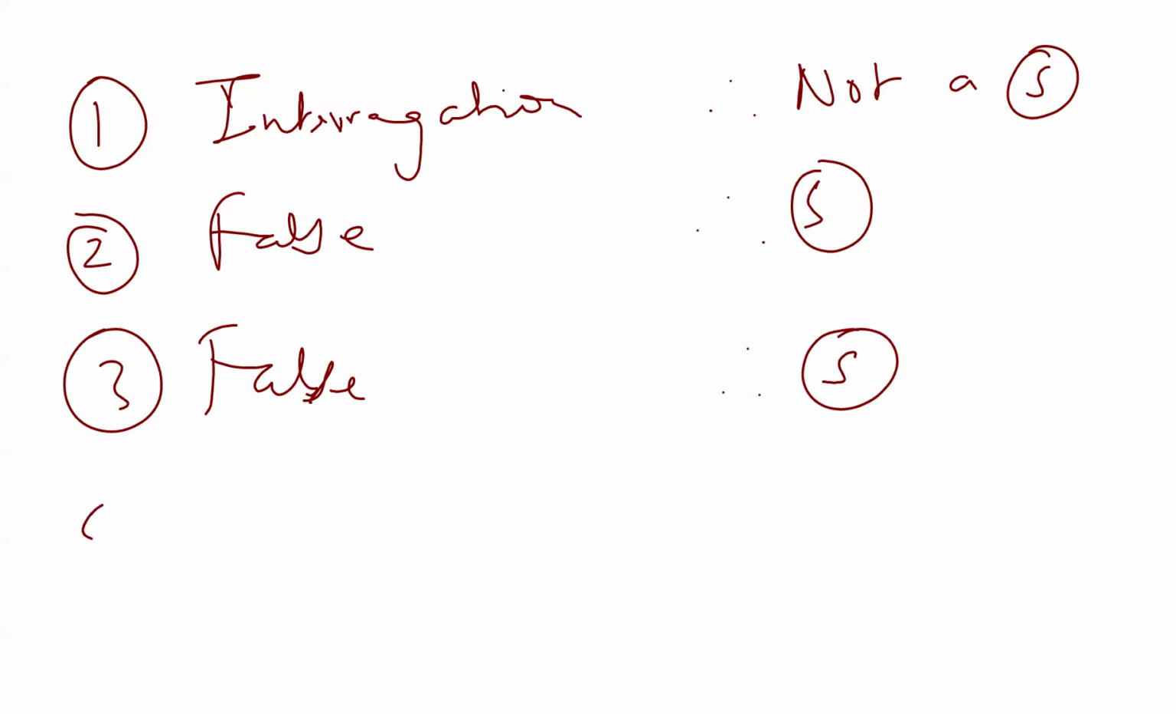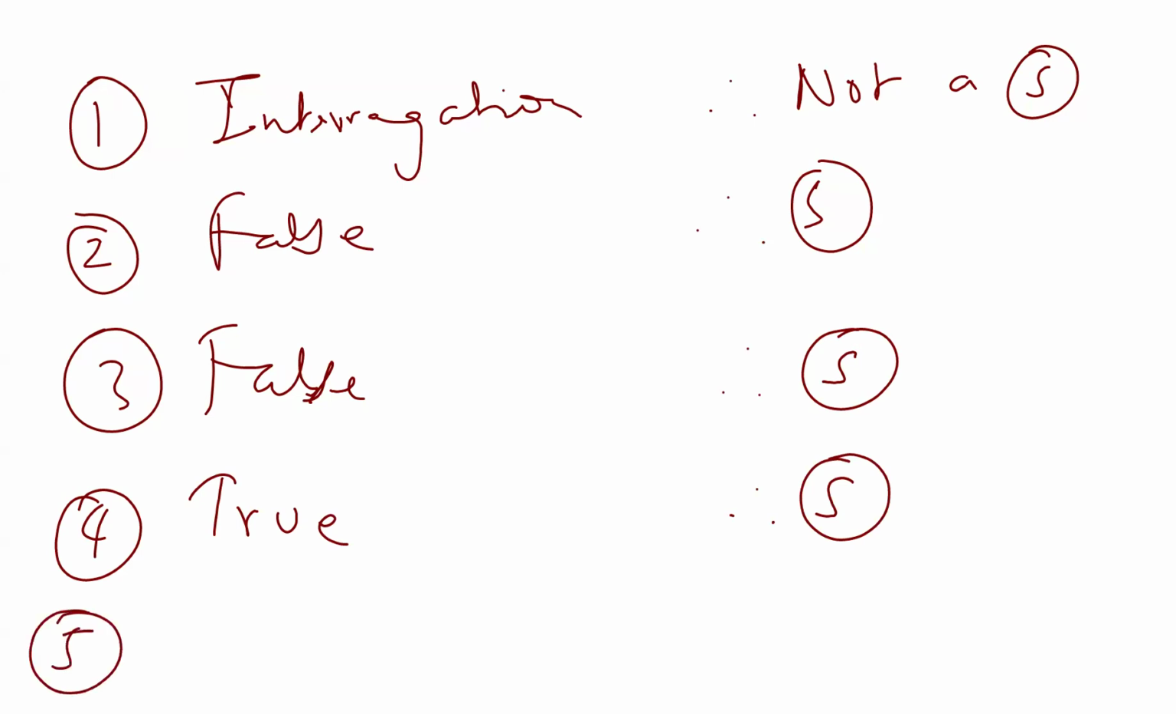a square minus b square, a plus b, a minus b is true. Therefore, it's a statement. Please carry out my instruction. It's a request. Therefore, not a statement. 6. The Himalayas are the highest mountain range. True. Therefore, it's a statement.